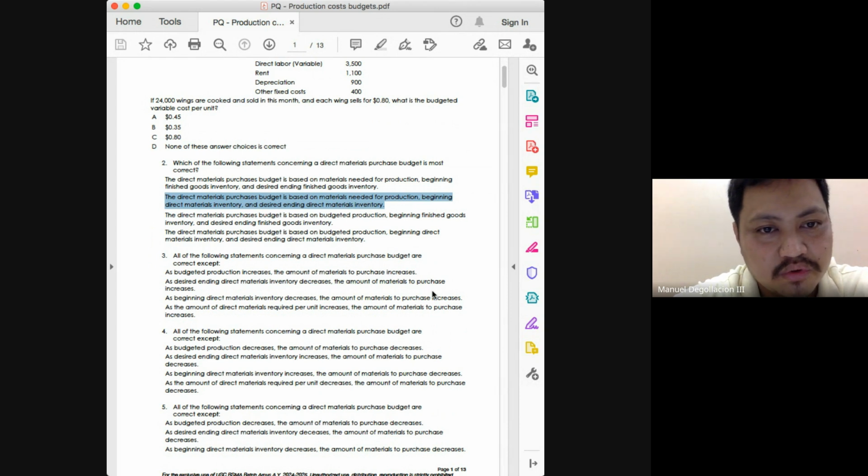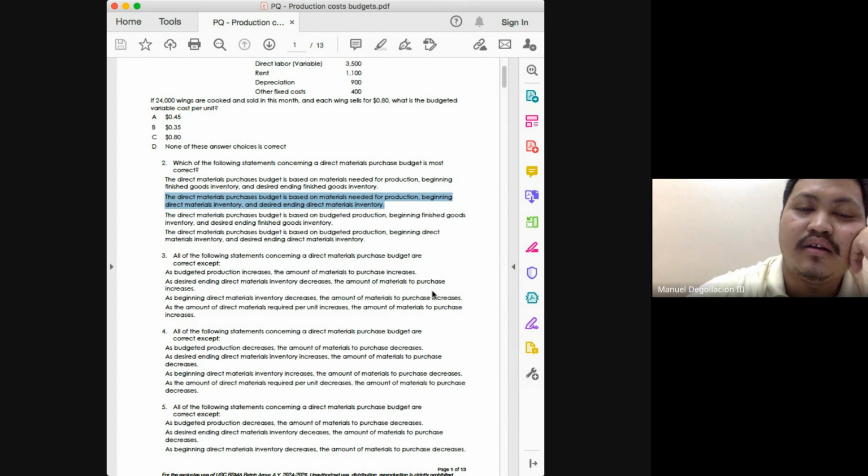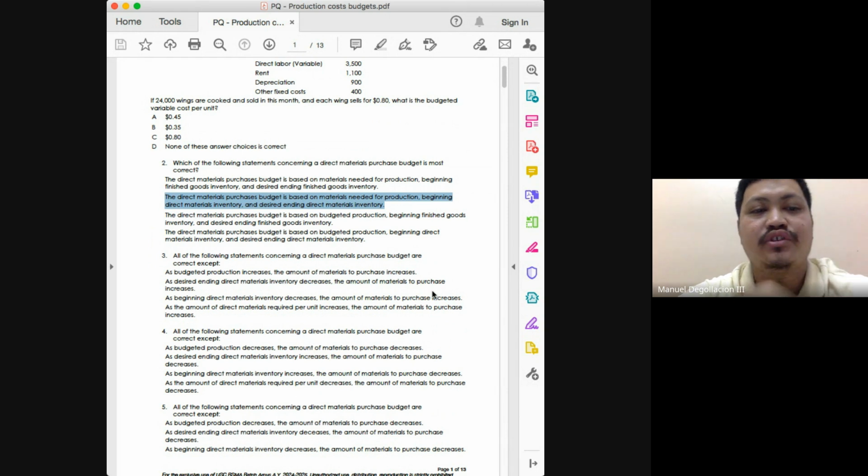Okay, so if we convert this into a formula, we can start with materials needed for production and then deduct the beginning direct materials inventory and add desired ending direct materials inventory. That will give us our direct materials purchase budget. Okay.